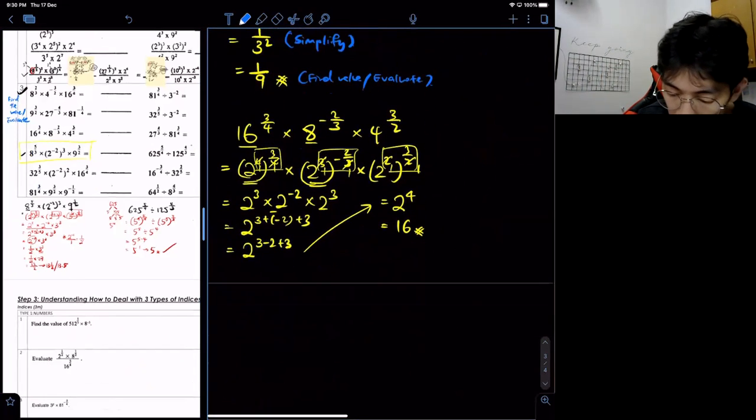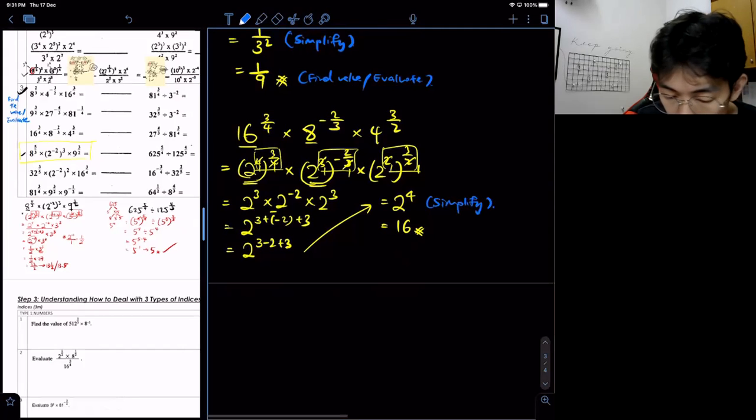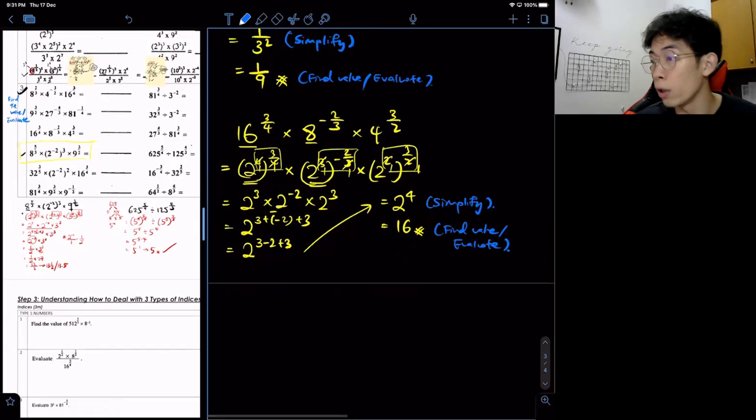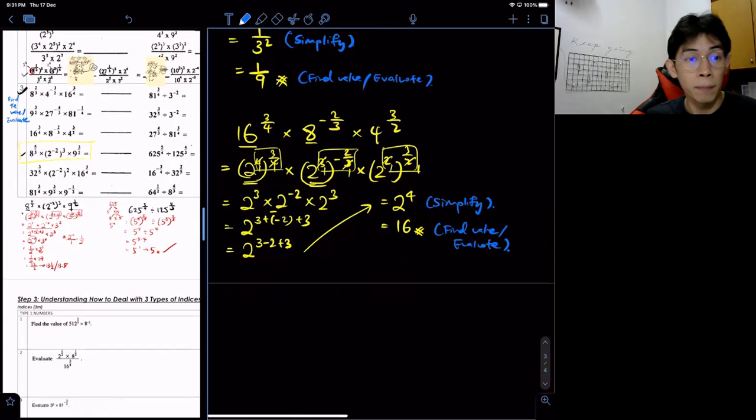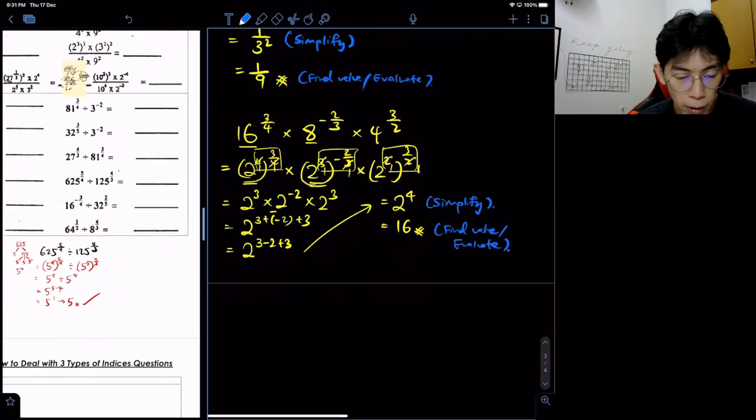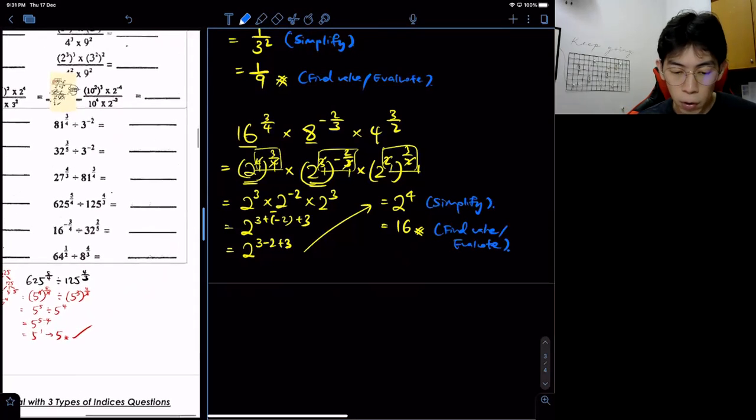Okay, so move it over here, same thing, you put the word simplify. Simplify means you still remain in your base and index format. This one is about find value or maybe evaluate. Okay, so Ewan, you got the idea? Okay, so everybody, let's say you got the idea already.